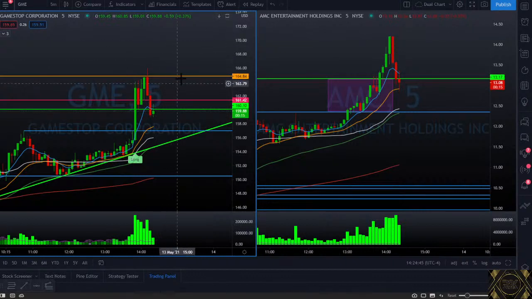Can it go back up to 165? That's gonna be a tough one. I mean, GME is so random. This thing could essentially just tank and then just shoot up again. So I don't know, I just wouldn't take the risk.